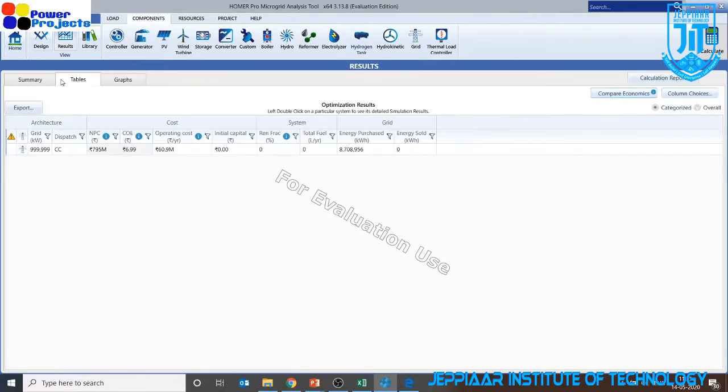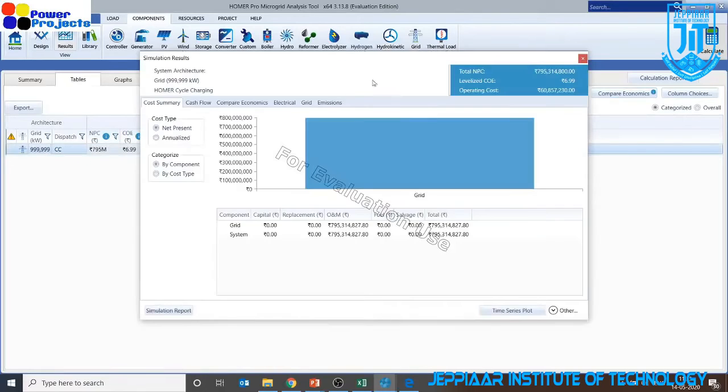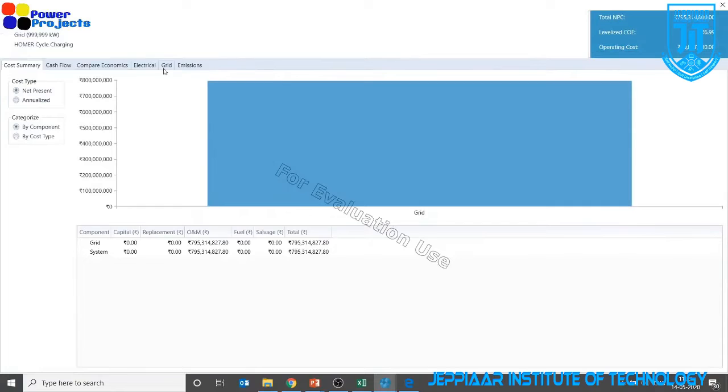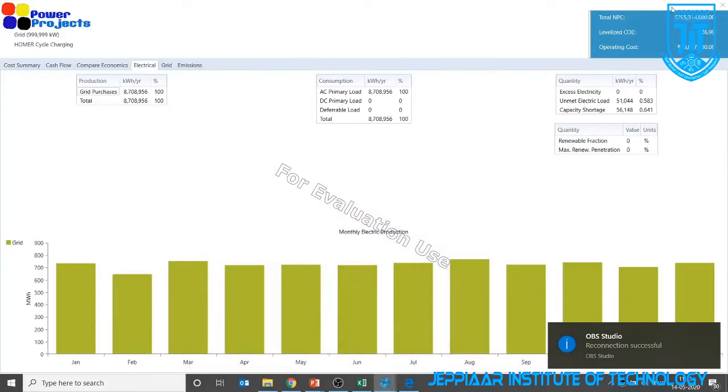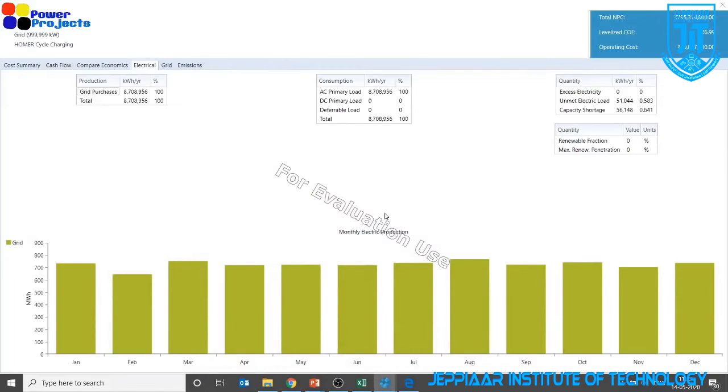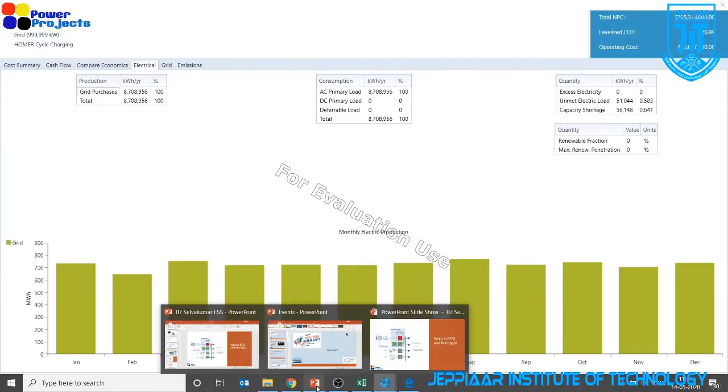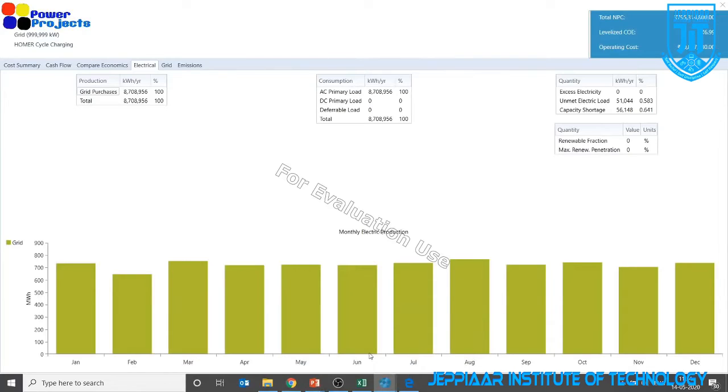Going back to the tables, here you can see some interesting facts. Let me go to the grid. Yeah, I think it is successful. It is reconnected. So you might have felt a small interruption. That interruption is because OBS has some interruption in between. Other than that, nothing you may have felt, but yes, I think we can go ahead.